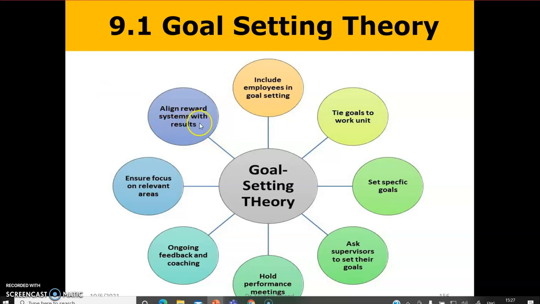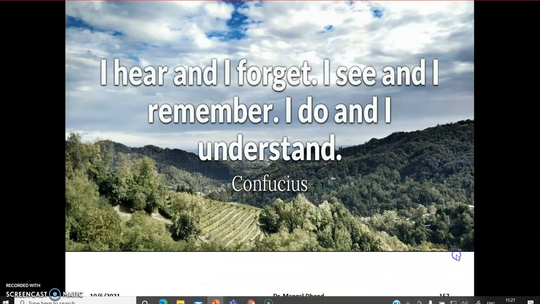So align the reward systems with the results. What reward will you give after what? If my paper is ready, I am enjoying in my favorite hotel, I am eating pizza. Like that, reward yourself depending upon your interest.